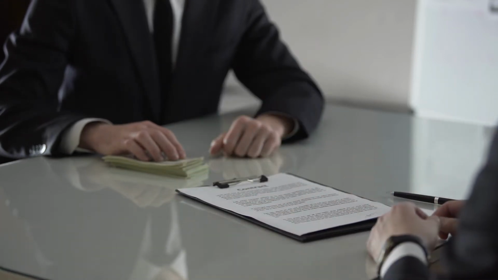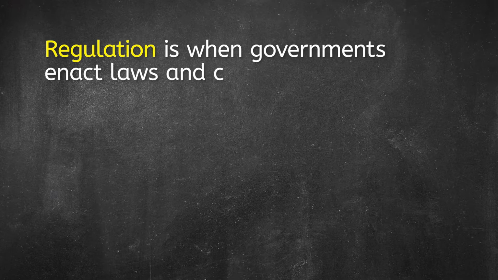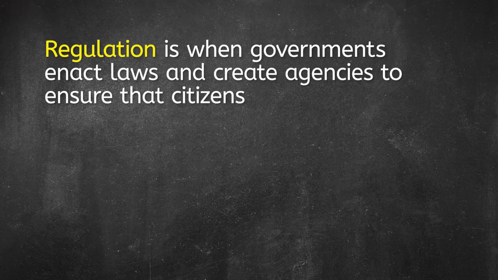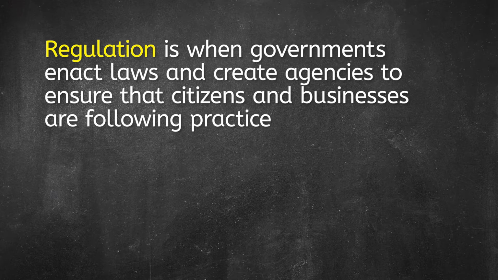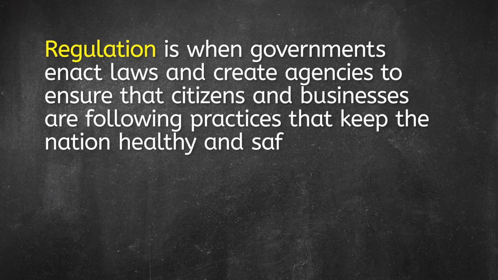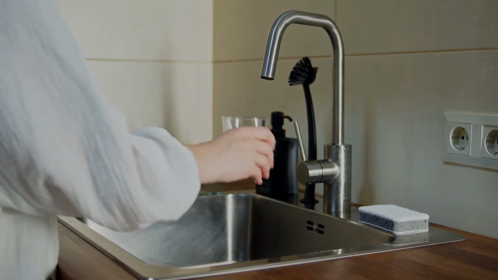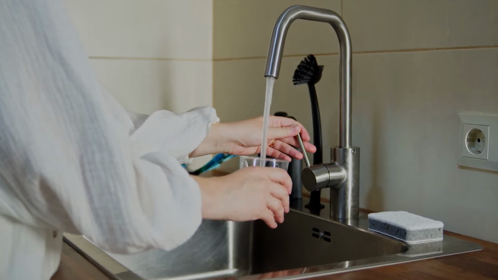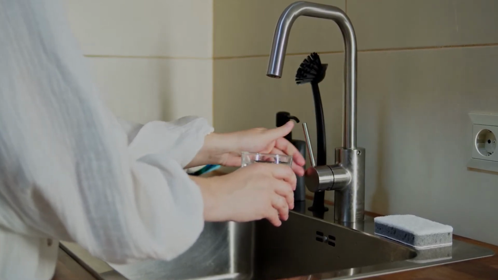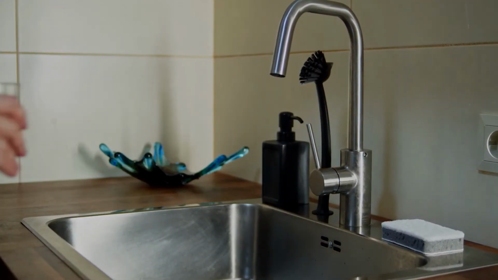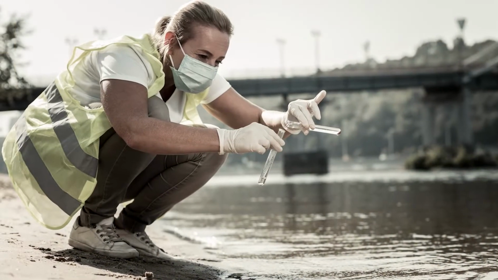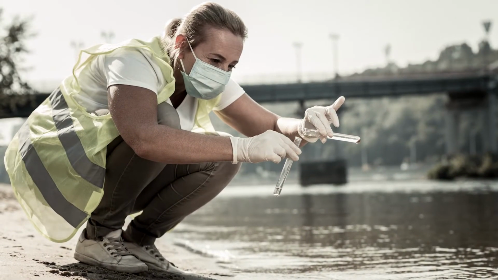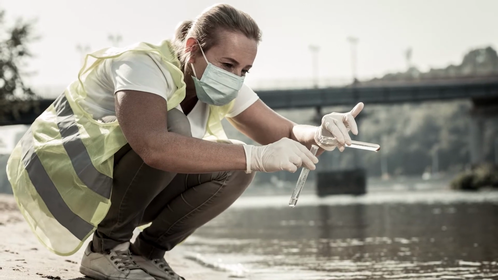The final way that governments interact with the market is through regulation. Regulation is when governments enact laws and create agencies to ensure that citizens and businesses are following practices that keep the nation healthy and safe. When you're thirsty, you may go to the sink, pour yourself a glass of water, and drink it without a second thought. That's because as a nation, we have decided that clean drinking water is essential. In all levels of government, there are agencies and inspectors whose job it is to make sure that you have clean and safe water.